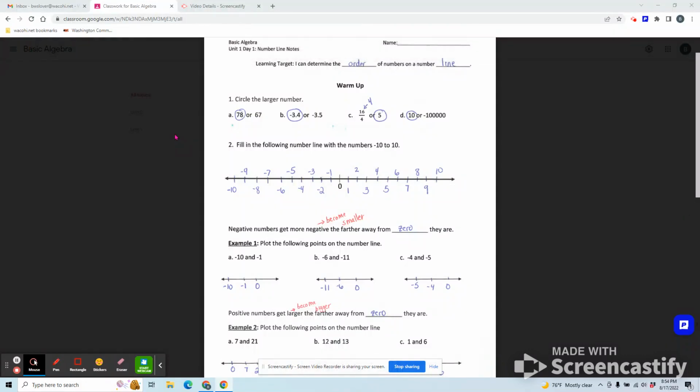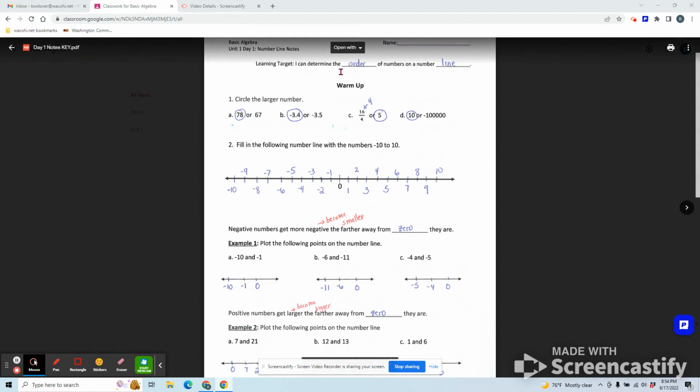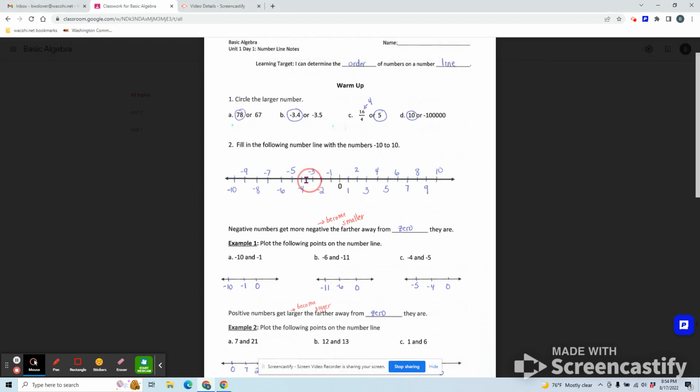Today we're going to focus on the number line and determining the order of numbers on a number line. In order to do that, we need to know a few things. First off, what a number line looks like. The negative numbers are to the left of 0, and the positive numbers are to the right of 0.